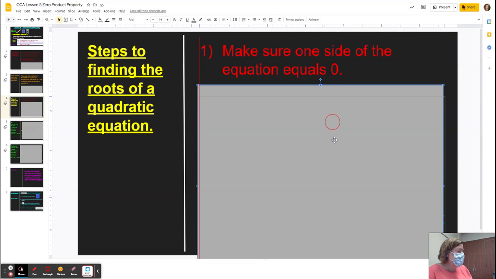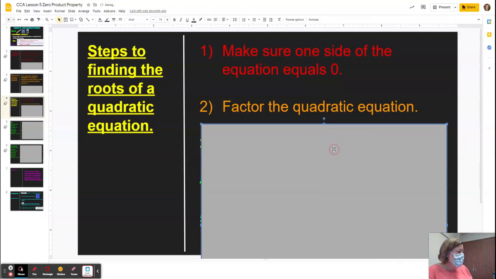Step number 2. You're going to factor the quadratic equation, and this is what we've been working on the last couple of weeks. When we see the phrase factor the quadratic equation, that's where we do the x thing, right? The product of a times c that add up to b. We figure those two numbers, and then we do that square area model, right? That's what we mean by factoring the quadratic.